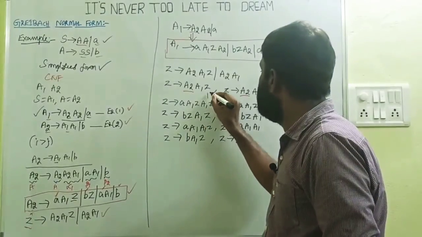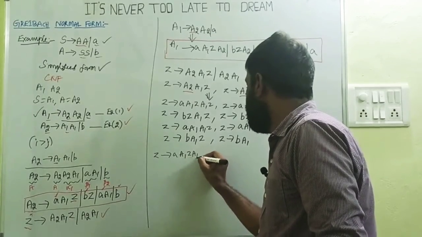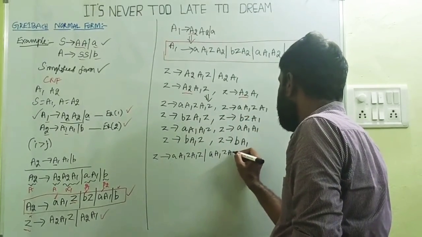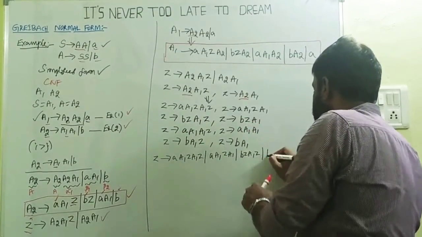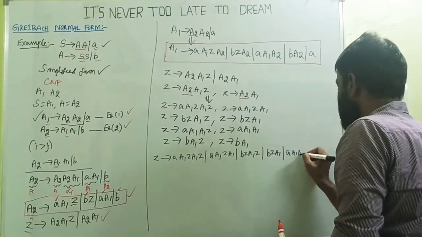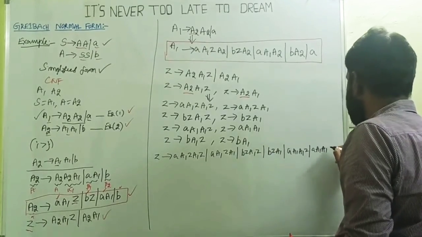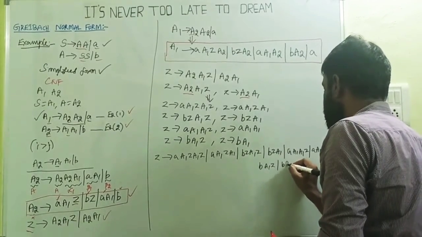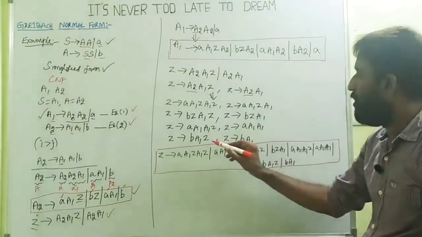So how can we write them as a single production? Z tends to a A1 Z slash a A1 Z A1 slash b Z A1 Z slash b Z A1 slash a A1 A1 Z slash a A1 A1 slash b A1 Z slash b A1. So these are all the Z productions. You observe they are all converted into the Greibach normal form. All start with a terminal only.